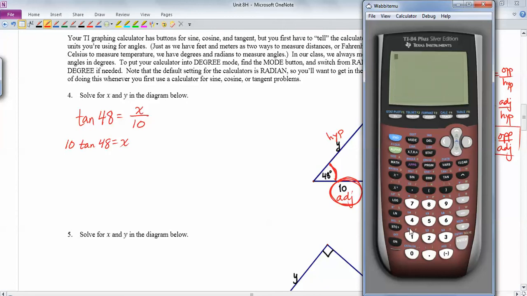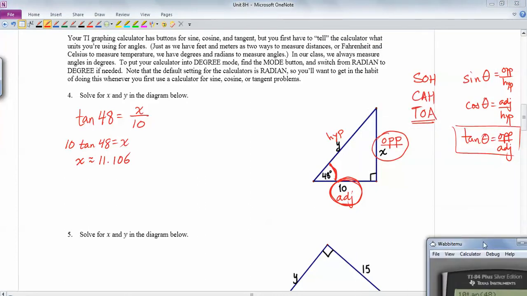And then all I have to do is type in 10 tangent of 48, 10 tan 48, and hit enter. And there's my answer for x. X is about 11.106. Right? You can kind of see 10 is here. This looks almost like it's roughly around 10. So 11 is pretty close.